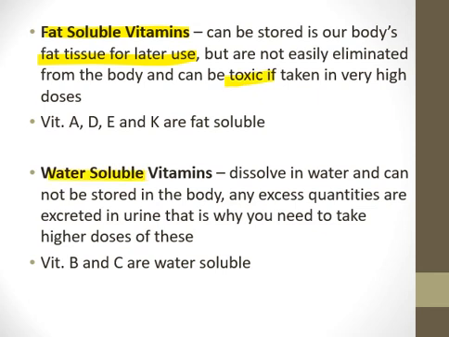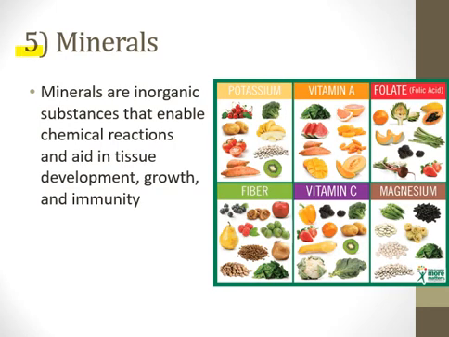Where water soluble dissolves in water, and if you take too much, it gets excreted in your urine. So overdosing on, say, vitamin C isn't as big a deal if you're taking too much of it because it will go through. Where taking too much vitamin A, D, E, and K are really bad because they build up in your system. So really make sure that you're reading how much you're supposed to take for the person that's taking it.